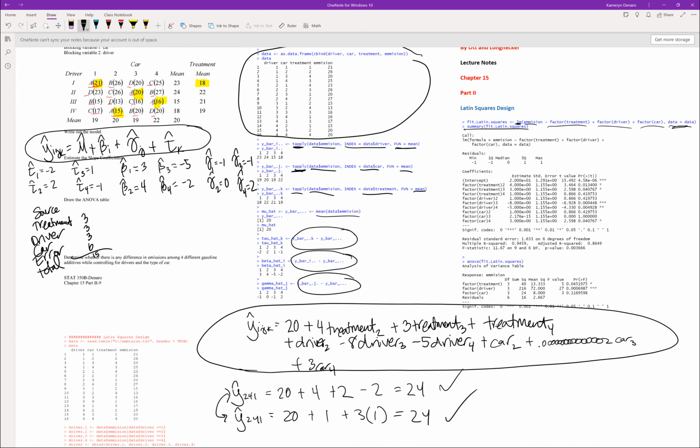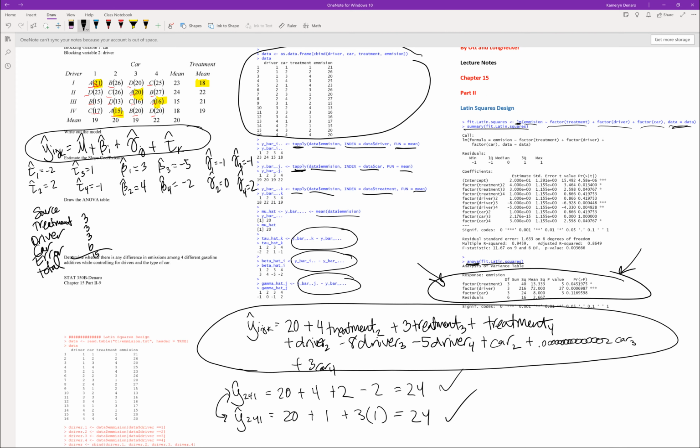To get our sum of squares and our mean squared value, we could use this ANOVA command in R, ANOVA of fit.Latin squares, and this will give us our ANOVA table. All right, so you can fill in the rest of the values. If you want to try computing this by hand, then you could check with these values here and make sure you get the same thing, and then you should be good to go.